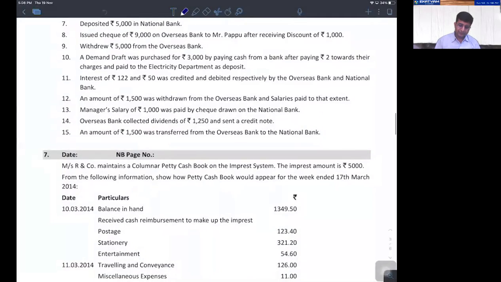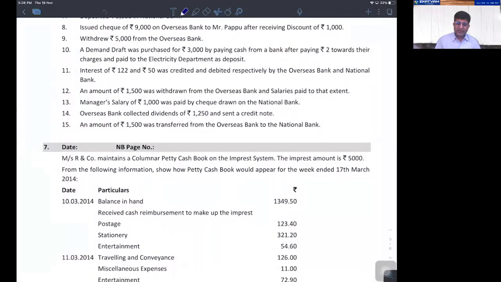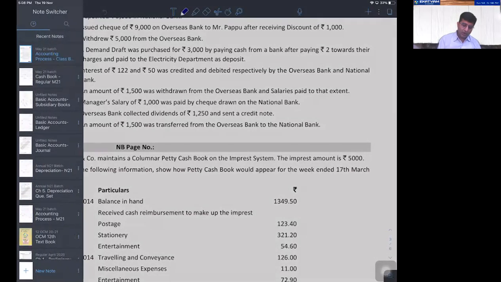Next, issued check of 9,000 on overseas bank to Mr. Pappu after receiving the discount of 1,000. Again, the same ways. Issued check of rupees 9,000. Matlab, this is post discount amount. So I'll directly be writing as in what?